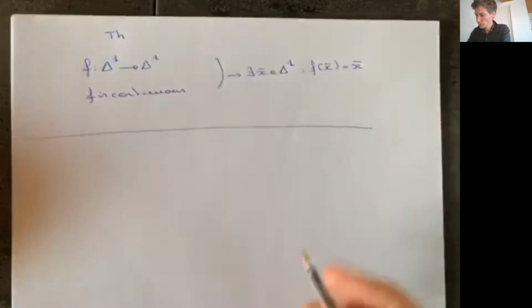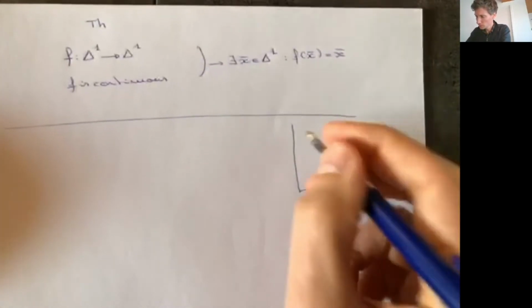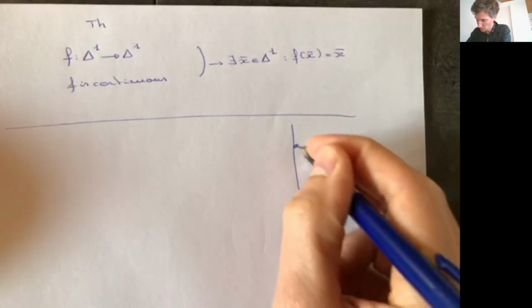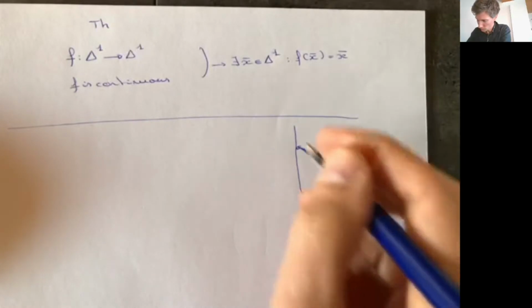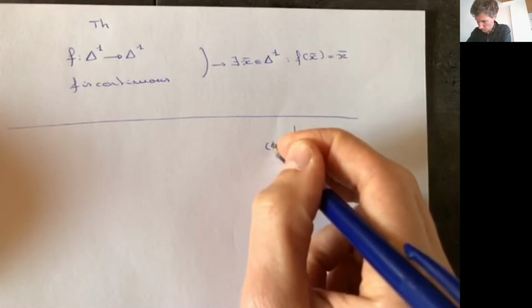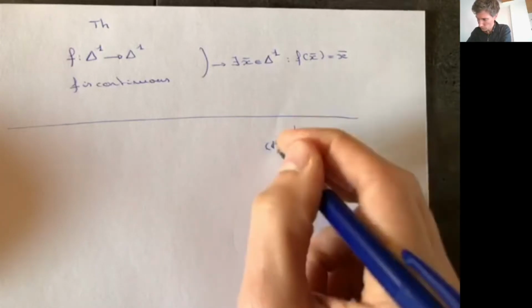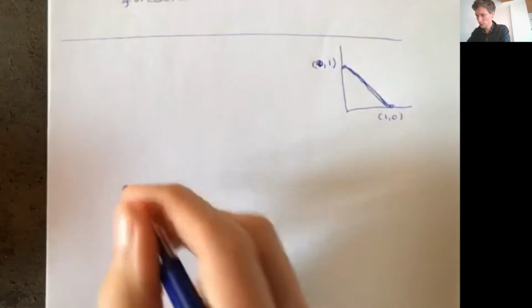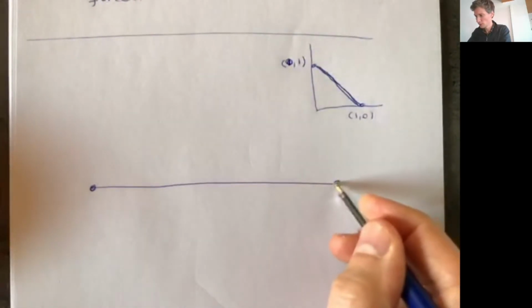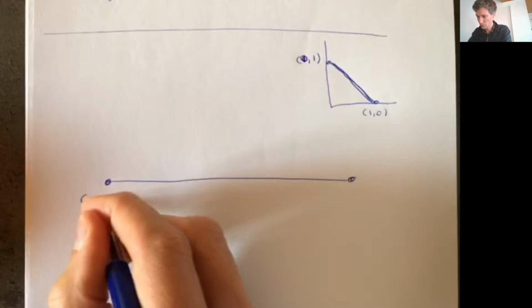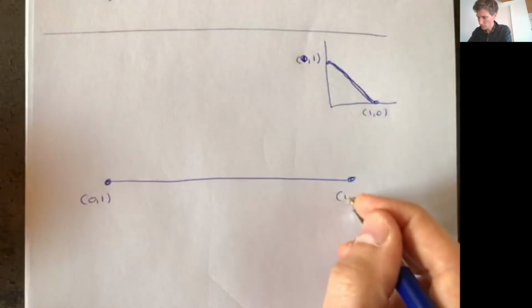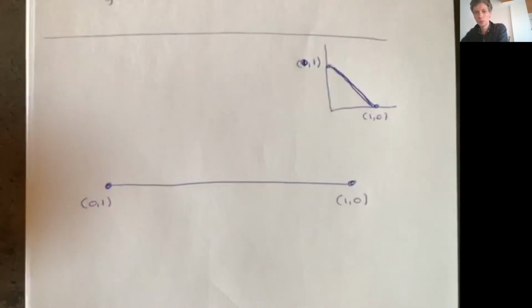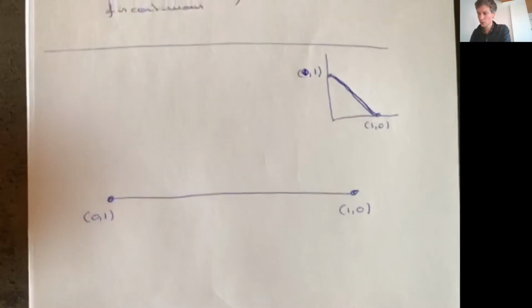So remember that delta 1 was equal to this picture, right? This line segment here that went from (1, 0) to (0, 1). Okay, and let me draw this picture here again, make it a little bit bigger, like this. So this is the point (0, 1), and this is the point (1, 0). Okay, and the proof that I will use is a proof by contradiction.